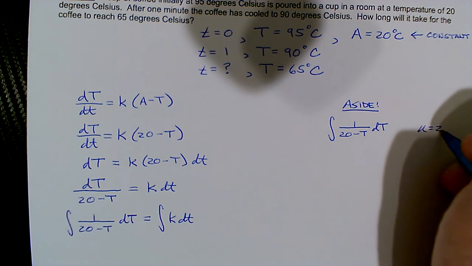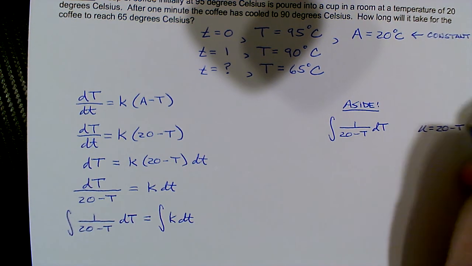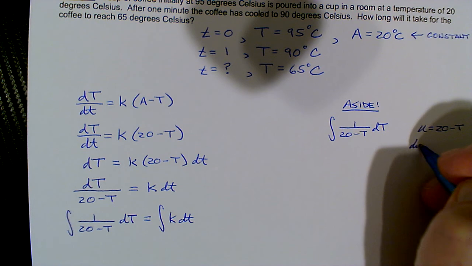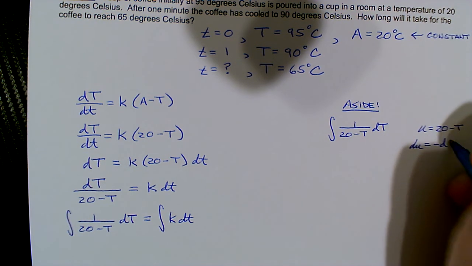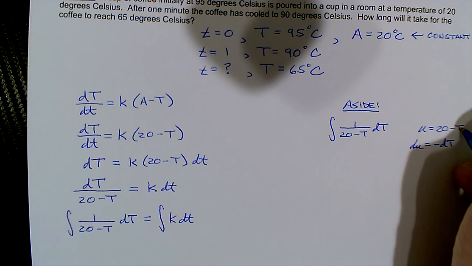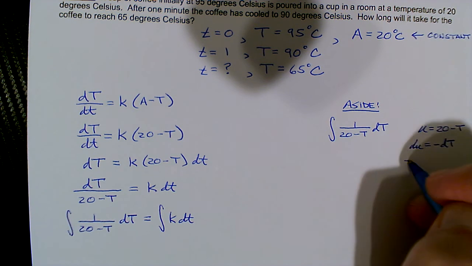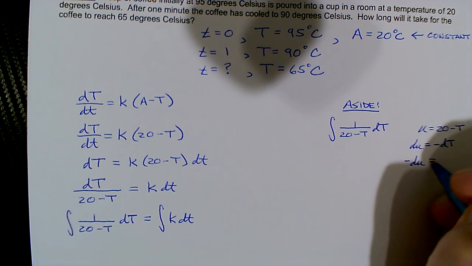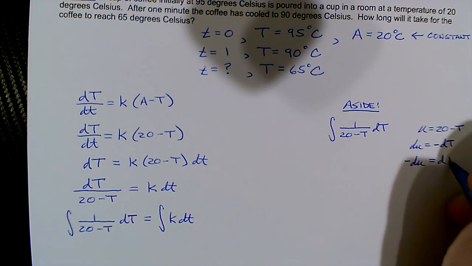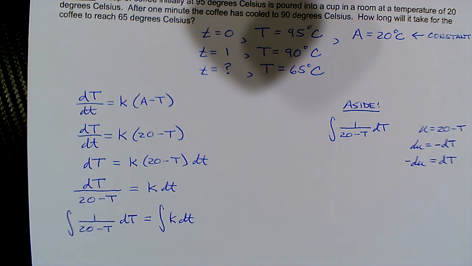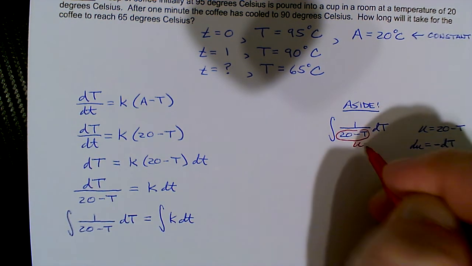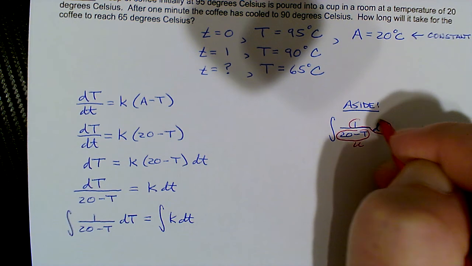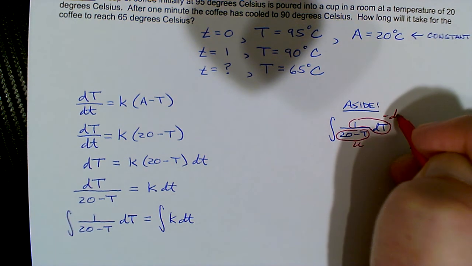We're going to try to fit the form of du over u by choosing u to be the denominator, 20 minus T. The differential du would be minus dt, because the derivative of T is 1, and you'd have to modify by a negative. So negative du would be dt. So the denominator is u, and the numerator represents negative du.